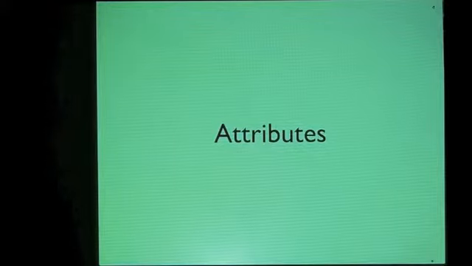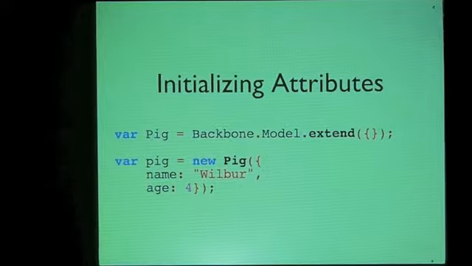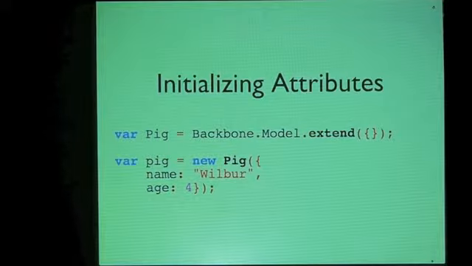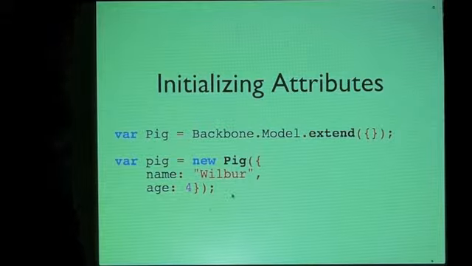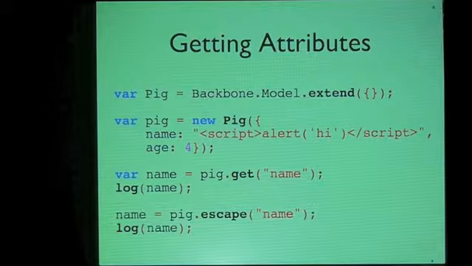Attributes. Every model can have zero or many attributes. Here's a case where I'm taking a pig and I'm going to create a new pig and pass it a name and an age. And you can create as many attributes as you want here. Name and value, name and value.